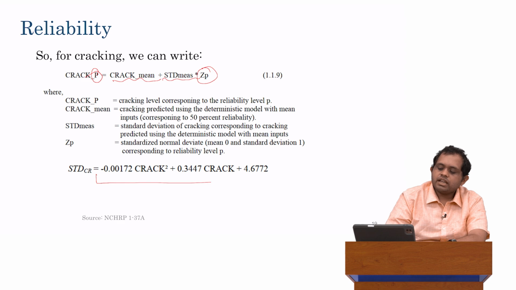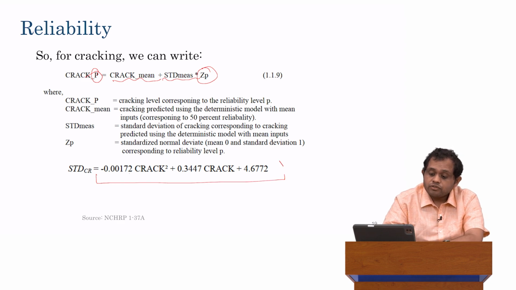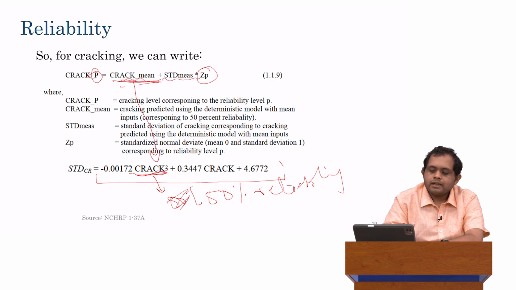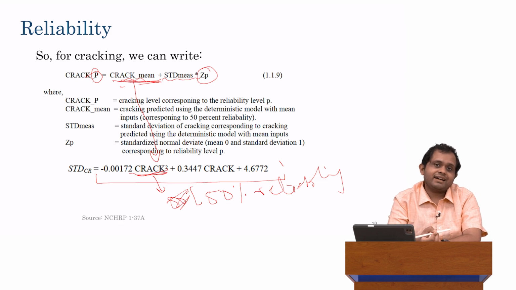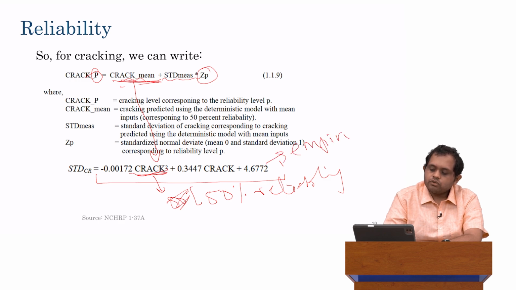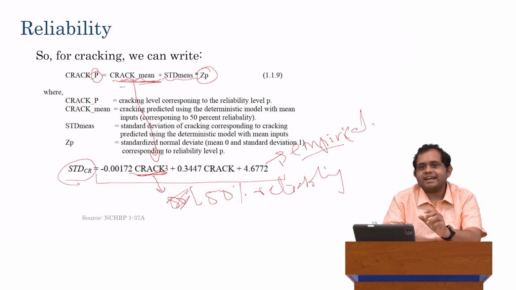And what is the standard deviation of cracking? In MEPDG, they give us this formula. It is again a function of cracking. This is the cracking at 50% reliability. So we calculate the crack. This is, by the way, the same thing as this crack mean. So this crack over here is equal to this crack mean over here. We calculate the mean, and using the mean value, we also calculate the standard deviation using this empirical function which has been obtained through field data.